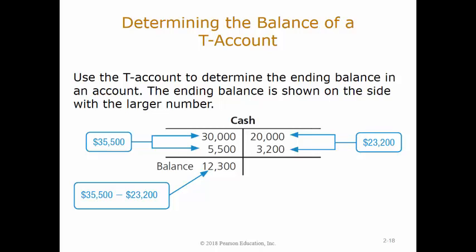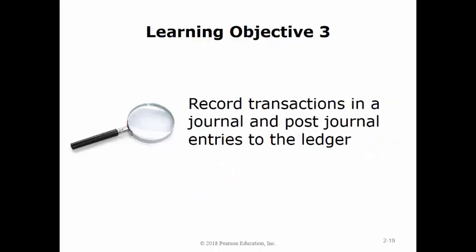The T account is used to obtain a summary or balance of a particular account. The summation of the account is reported on the side of the T account with the larger number. For example, if the total debits for cash equal $35,500 and the credits are $23,200, the normal balance is $12,300. The total of the credits is subtracted from the total debits to determine the ending balance.